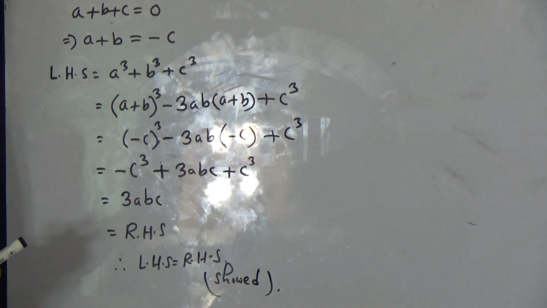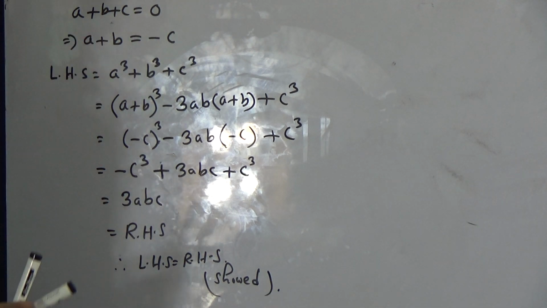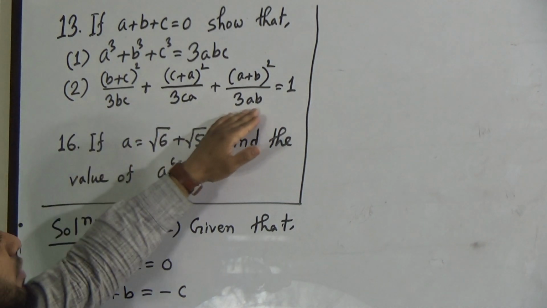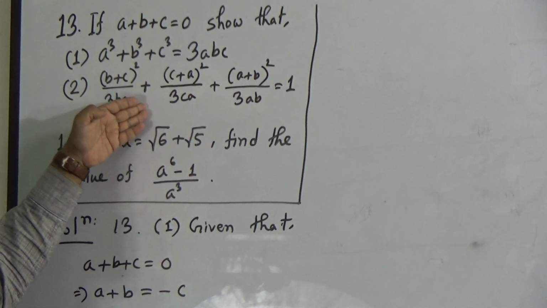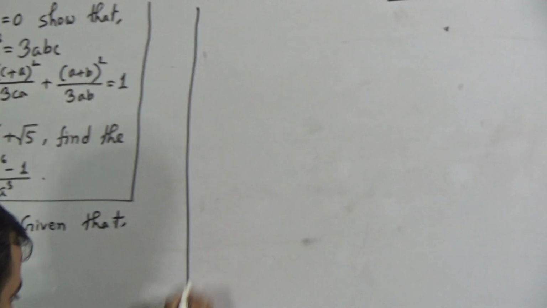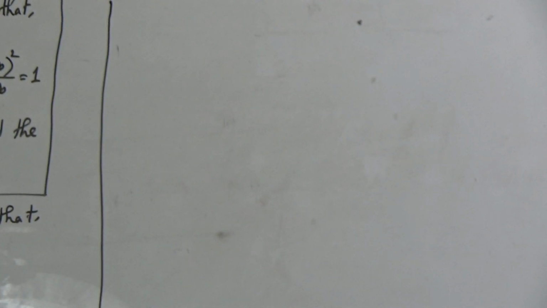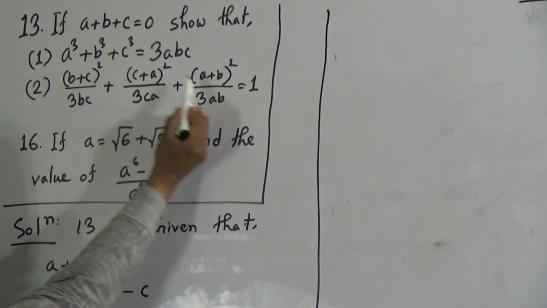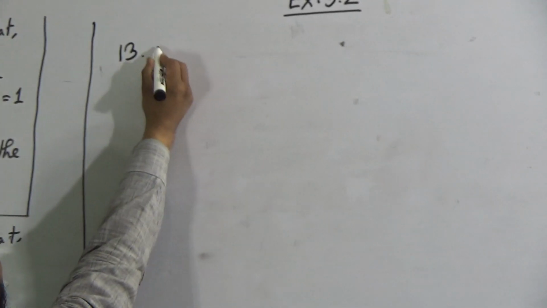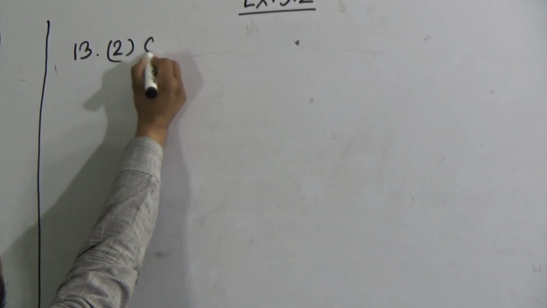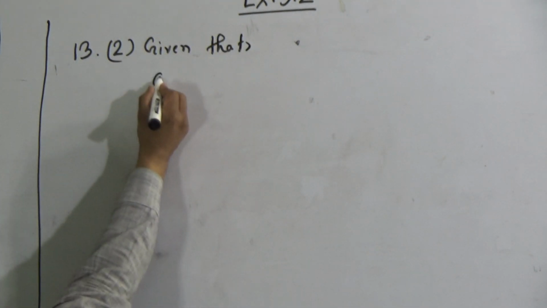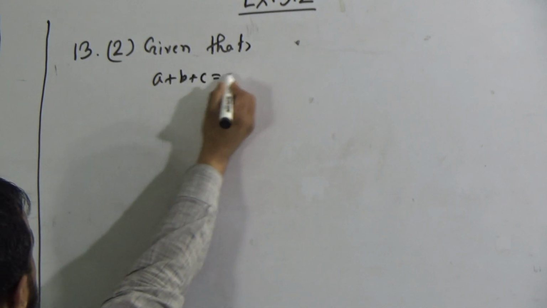Now we will solve activity 13, sub question number 2. Sub question 2, this term we can assume as the left hand side, and we will calculate this one, and we will get the right hand side equal to 1. To solve this one, we need the values of b plus c, c plus a, and a plus b with the help of the given information. 13 number sub question number 2, given that a plus b plus c is equal to 0.